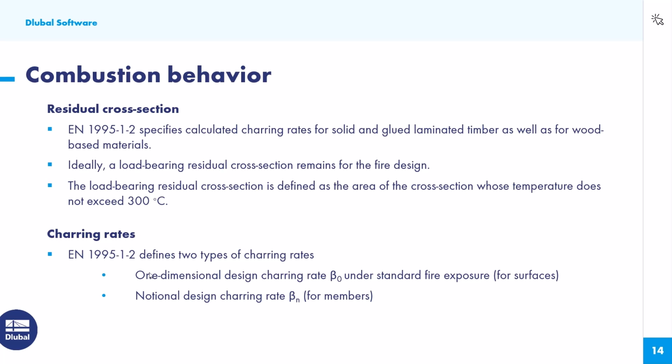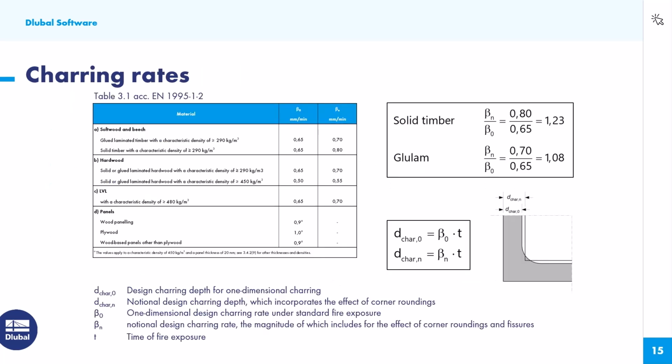Then we need to talk about charring rates. We have two types of charring rates. We have the one-dimensional charring rate, beta 0, which is used for surfaces in terms of RFEM. And we have the notional design charring rate, beta n, which is actually for members. Let's have a look at table 3.1 according to Eurocode 5. Here you will find the information about the charring rates beta 0 and beta n. For glulam, for example, beta 0 is 0.65 and beta n is 0.7.